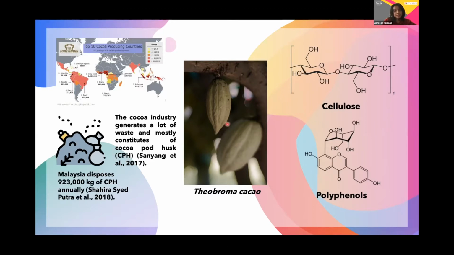In the cocoa pod husk, there are chemical components like cellulose, hemicellulose, and lignin. And also there are polyphenols, which are important in the protection against degenerative diseases and also have antimicrobial effects.